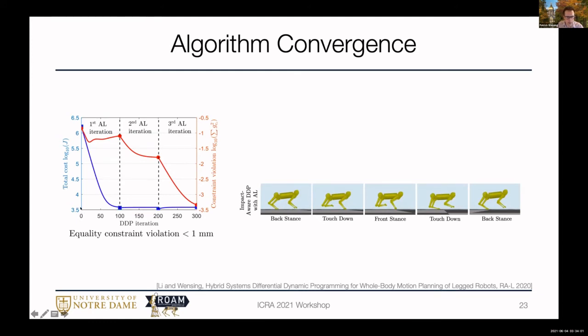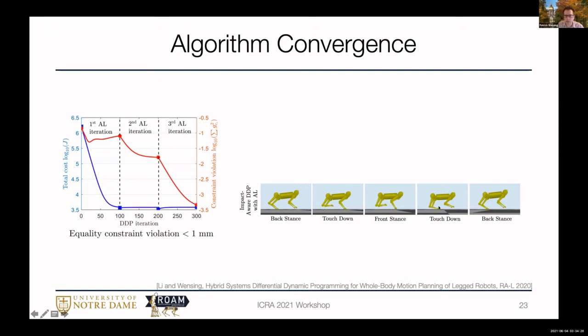So here on this graph, I'm showing DDP iterations on this x-axis. On the left, I'm showing the cost of the trajectory, and on the right, the constraint violation. So we see here at the beginning, we have some constraint violation in terms of the system not switching when it's at the ground. We update the Lagrange multipliers, we get a little bit better, and get a little bit better yet after we update them a third time.